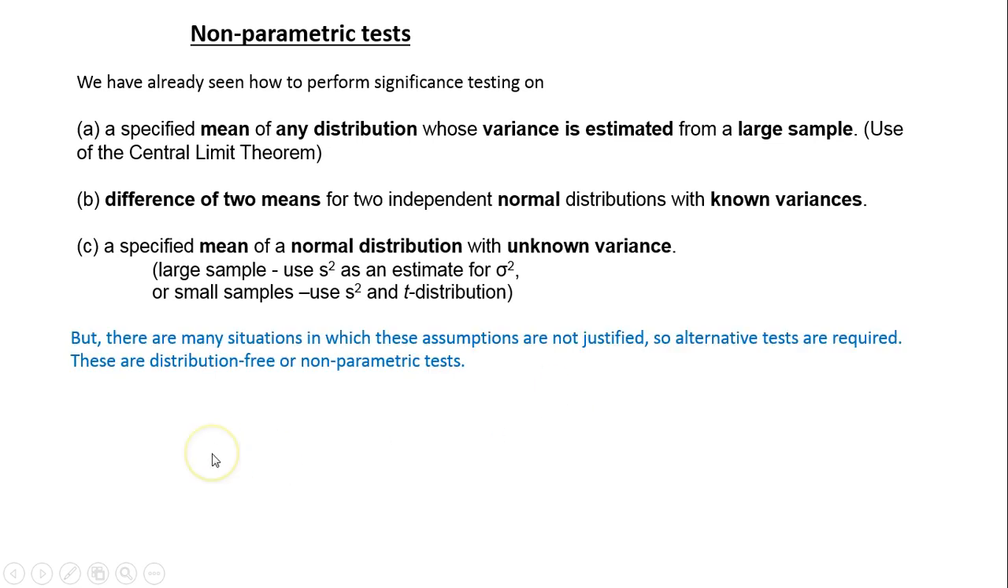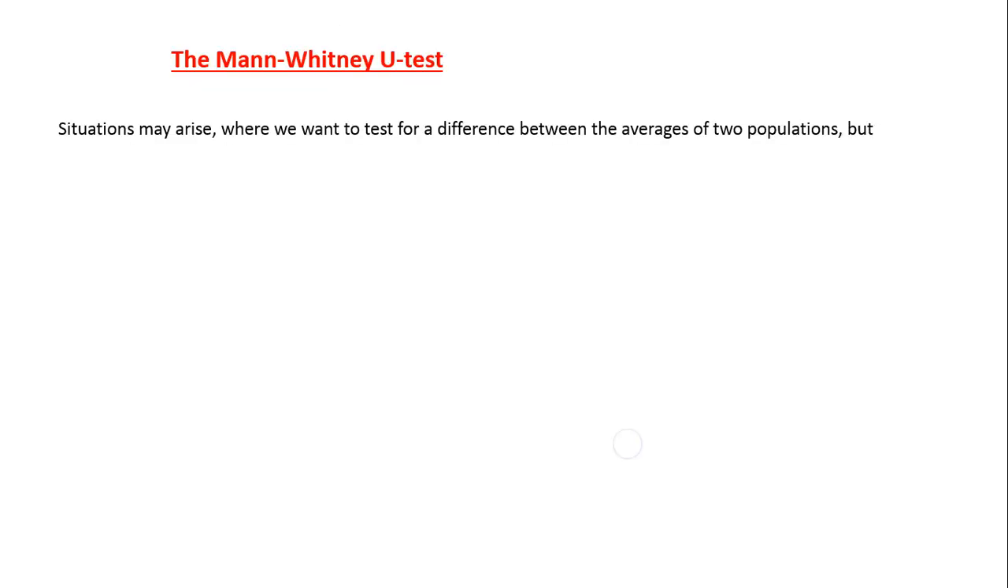But there are many situations in which these assumptions are not justified, so alternative tests are required. These are distribution-free or non-parametric tests. And we're going to look at the Mann-Whitney U test today.